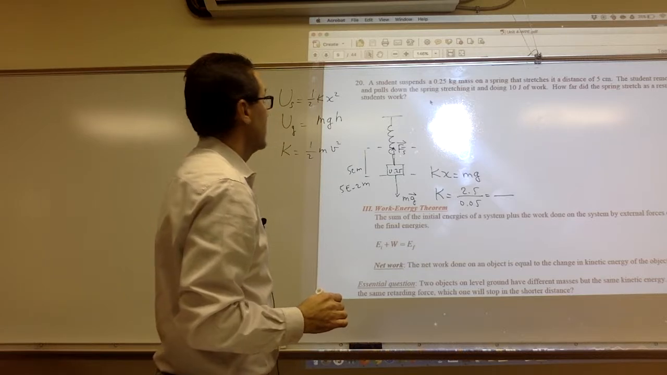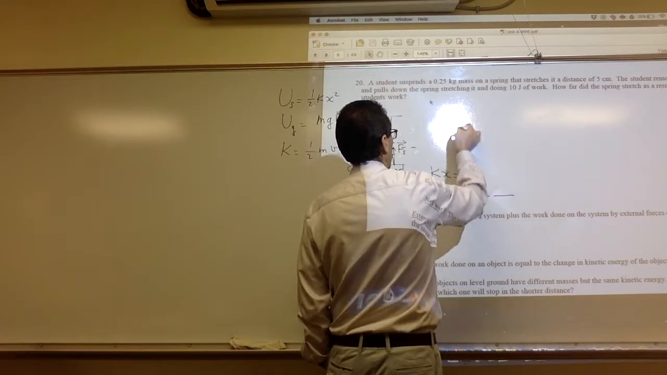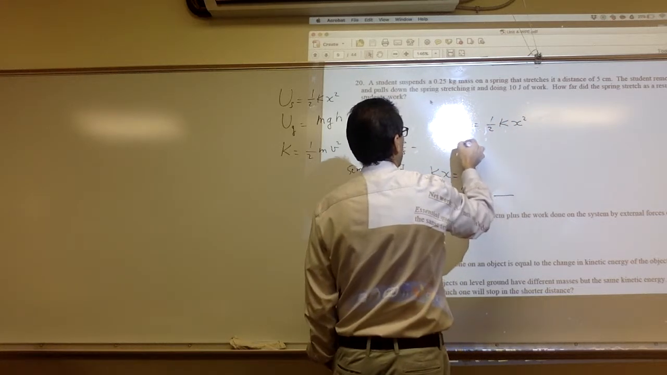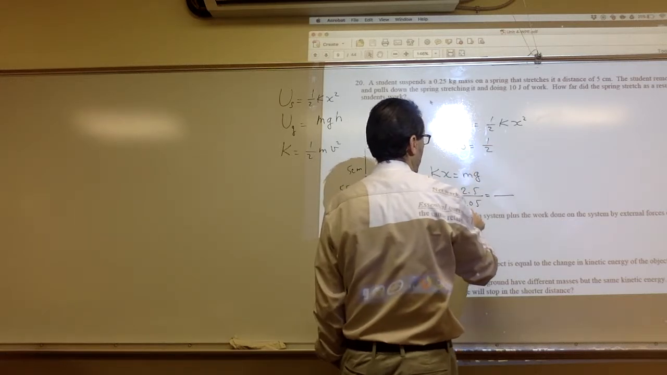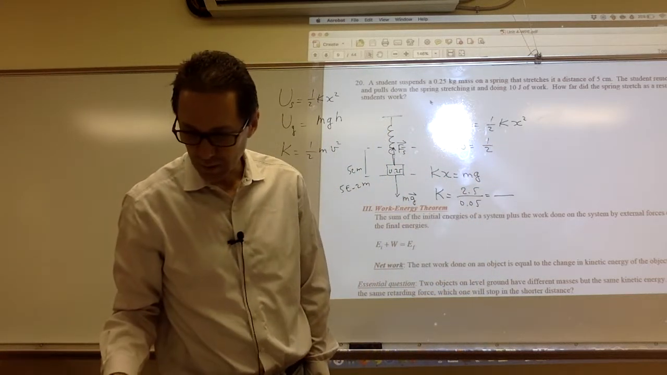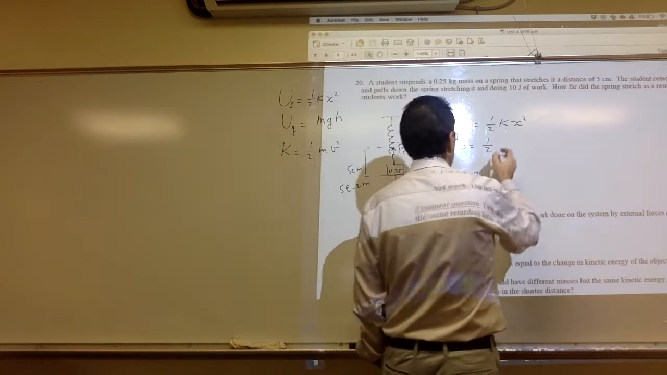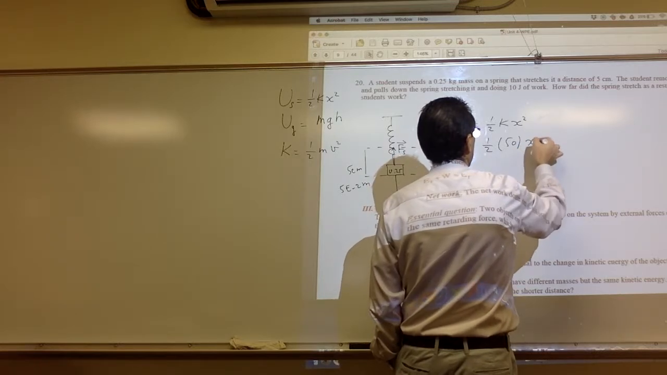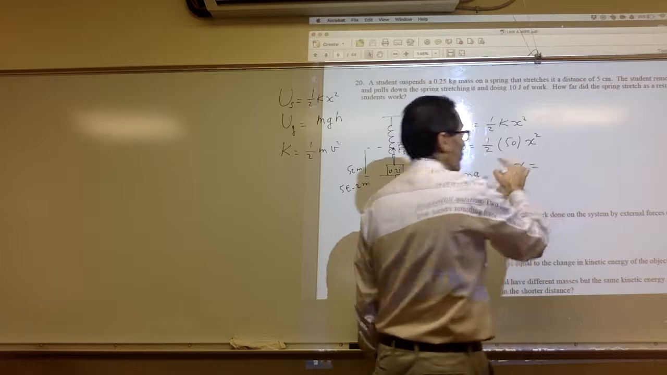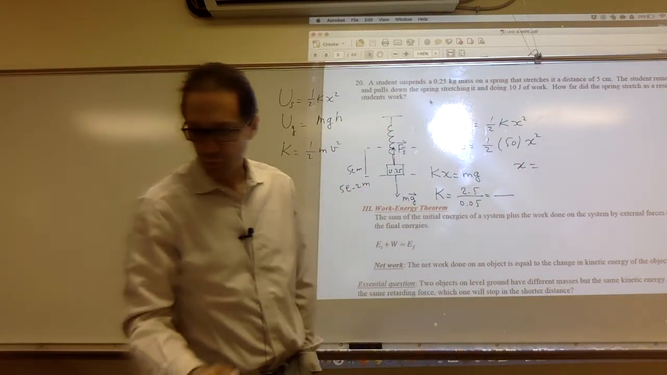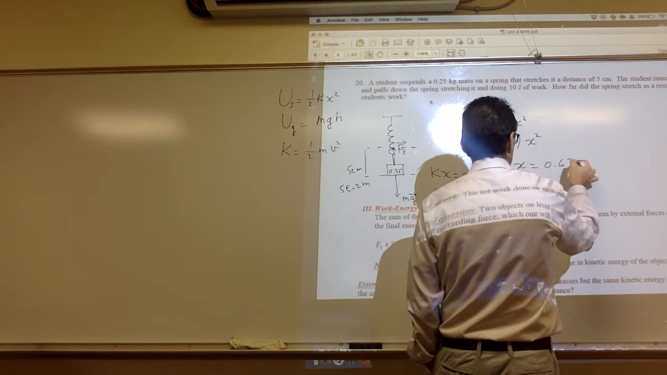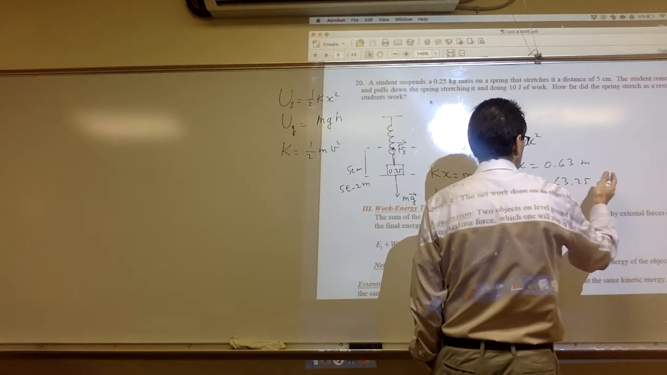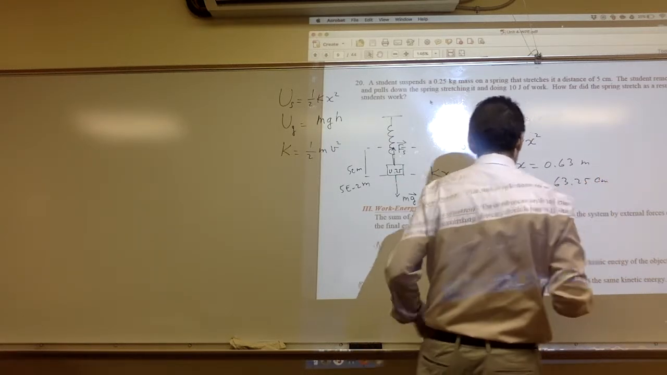How far did the spring stretch as a result of the student's work? Well, US is 1/2 kx squared. Now this is going to be 10 joules equals 1/2 times whatever we got for K, which is about 50. Then put x squared here, and you just find your x. But when you find it, you're going to find it in meters. So it's about 0.63 meters. And if I look at what I got in my calculator, it's about 63.25 centimeters.